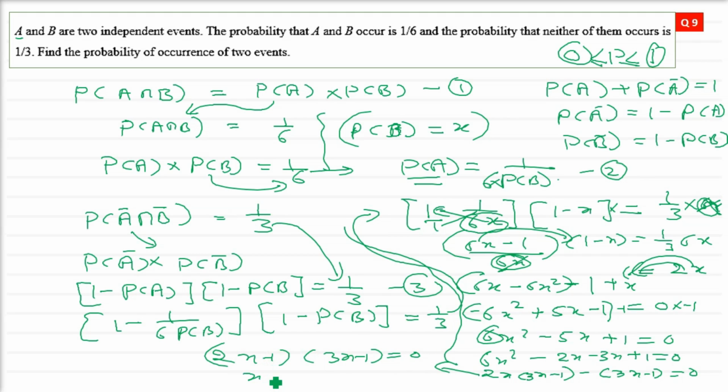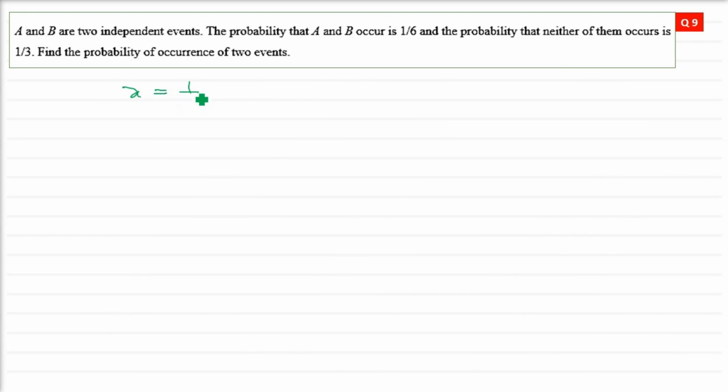So when you put these two different terms as 0, because one of the terms has to be 0, x becomes half, x becomes 1 by 3. So what do we get? We got x equals to half and x equals to 1 by 3. Now if you remember, PB was taken as x. So PB, one time it has come half, the other time it has come 1 by 3.